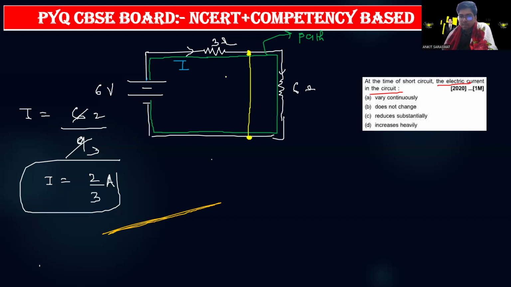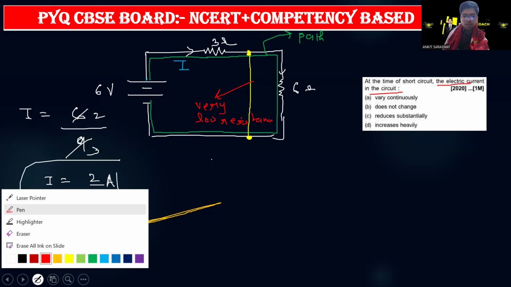Once I do this, what is going to happen? We have to understand. By doing that, what is actually happening? This has negligible resistance, very low resistance. You can say this path is a very low resistance path. Now, what is the nature of current? Current always follows the path which has low resistance.